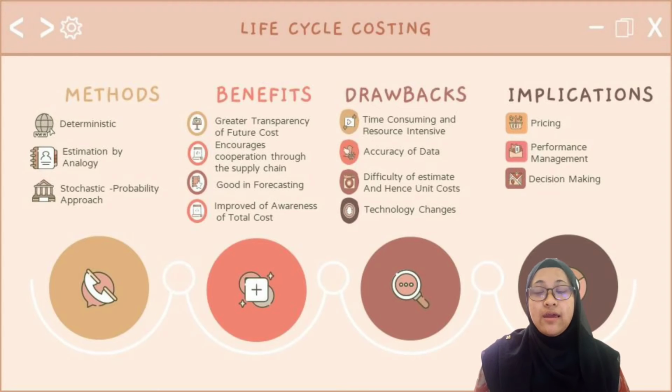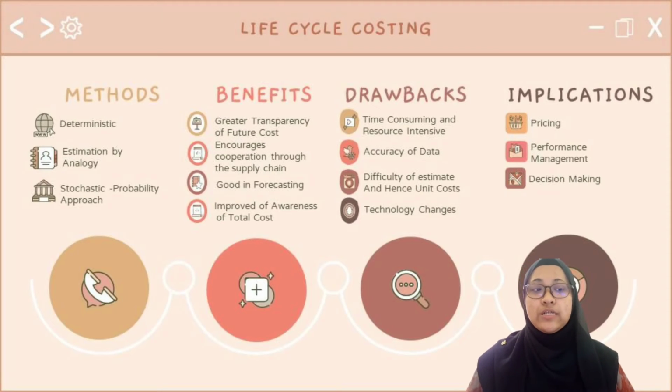But why is life cycle cost important? Because it has so many benefits, such as greater transparency of future costs. At the development and design stages, life cycle costing demands a consideration of all expenses that are spent through the whole supply chain.